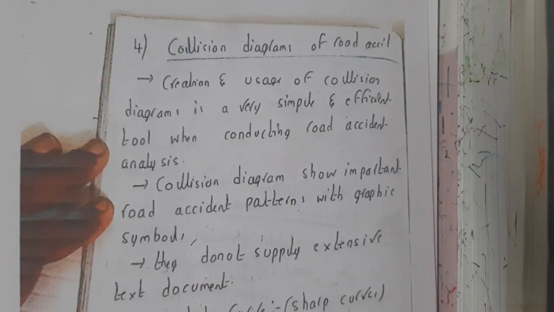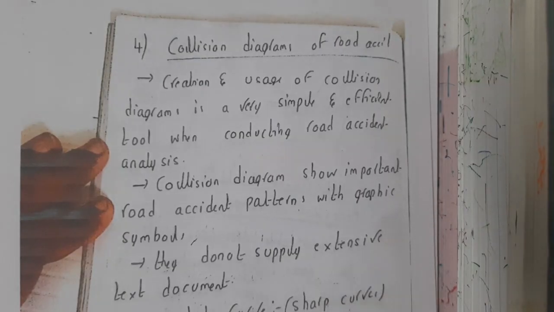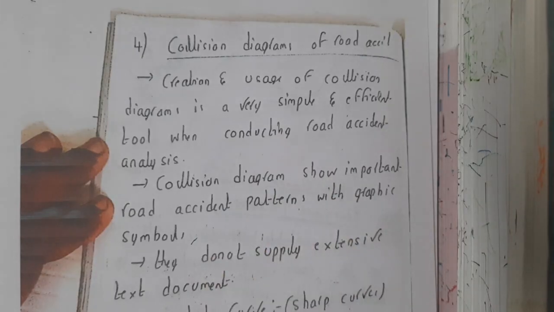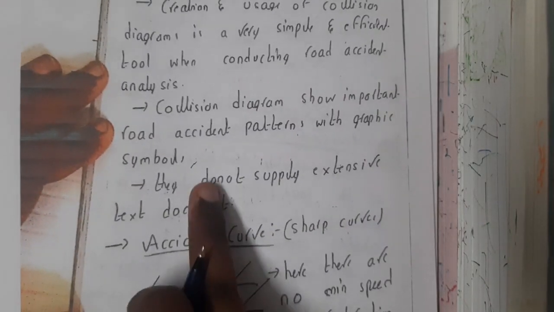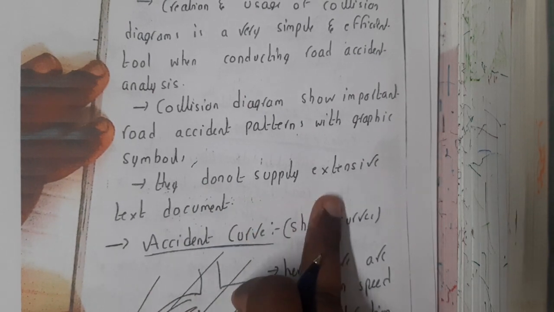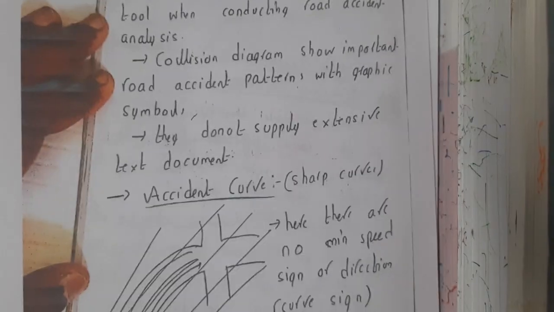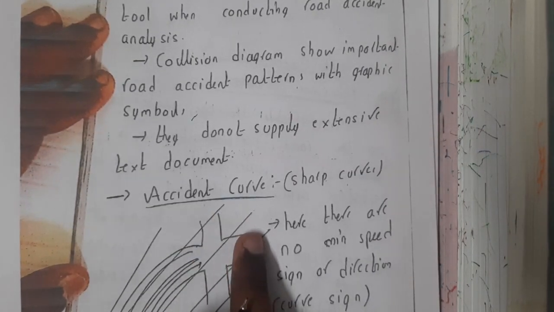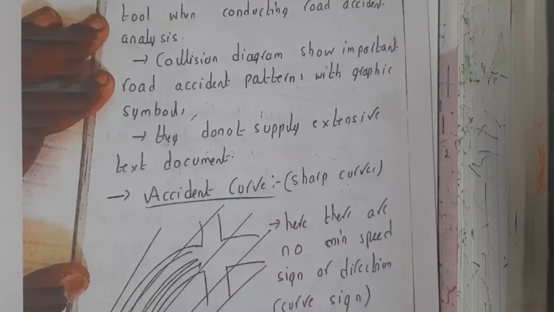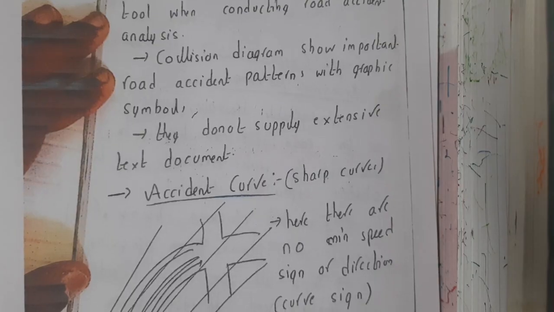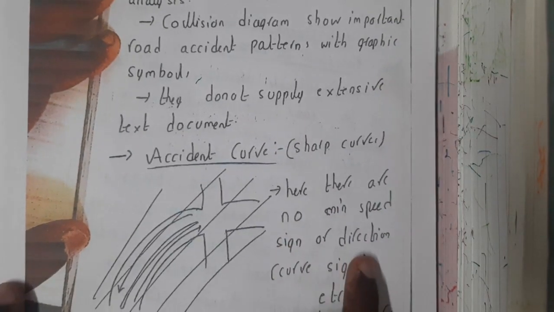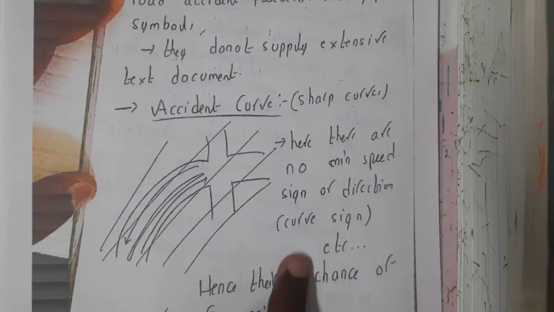We are not going to write in text format or anything. Here everything will be in the form of symbols only. We'll be taking a detailed example, so don't worry. They do not supply extensive text documents. Take an accident curve, assuming it is a sharp curve. Here there is no minimum speed sign or direction.